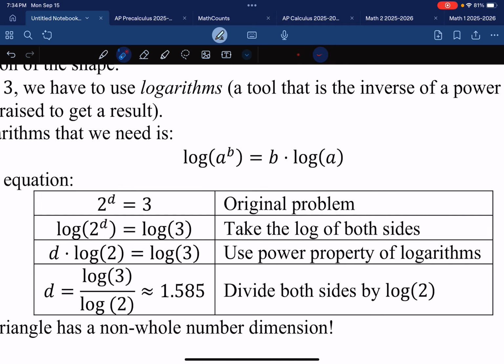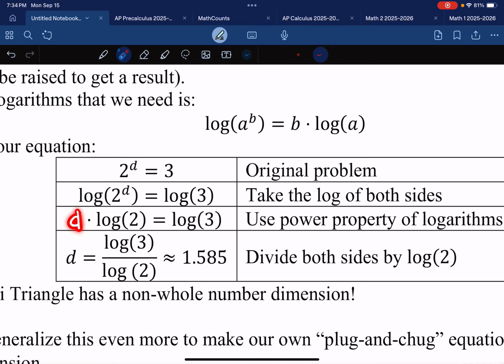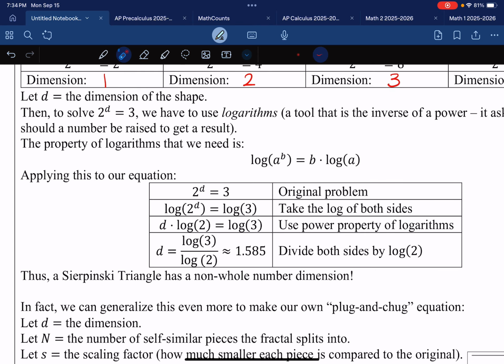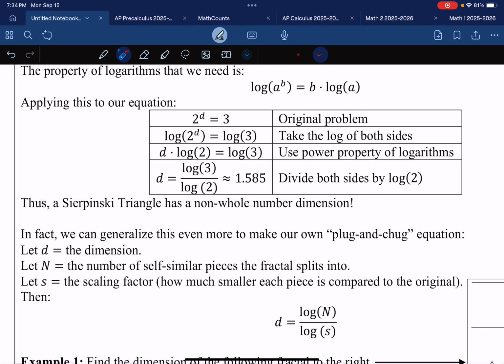And this is usually pretty straightforward for people. If I have a variable that I'm trying to solve for and it's being multiplied by something, the opposite of multiplying by something is to divide by that something. So we're going to divide both sides by log of 2, and log of 3 divided by log of 2 is about 1.585. Again, in my class, let's always round to 3 decimal places. That'll prepare us for the AP test if you're heading in that direction. So what does this mean? We have found the 1.585th dimension. The Sierpinski triangle has a non-whole number dimension, which is weird to think about, right? We think about things as either in the first, second, or third dimension.